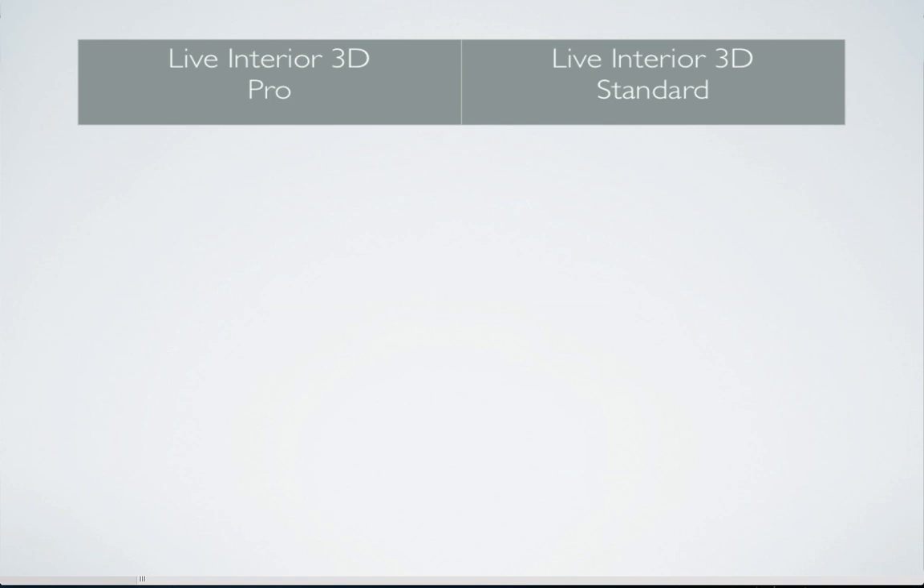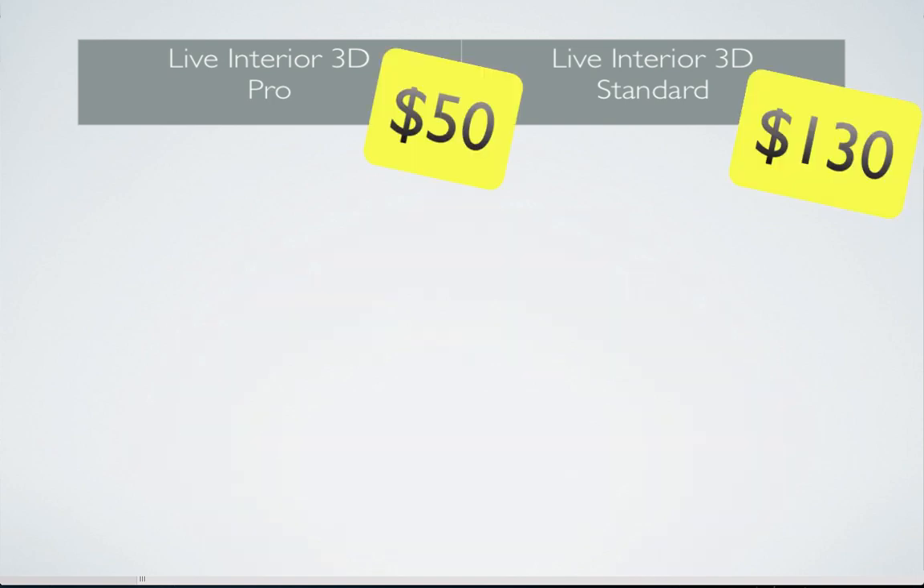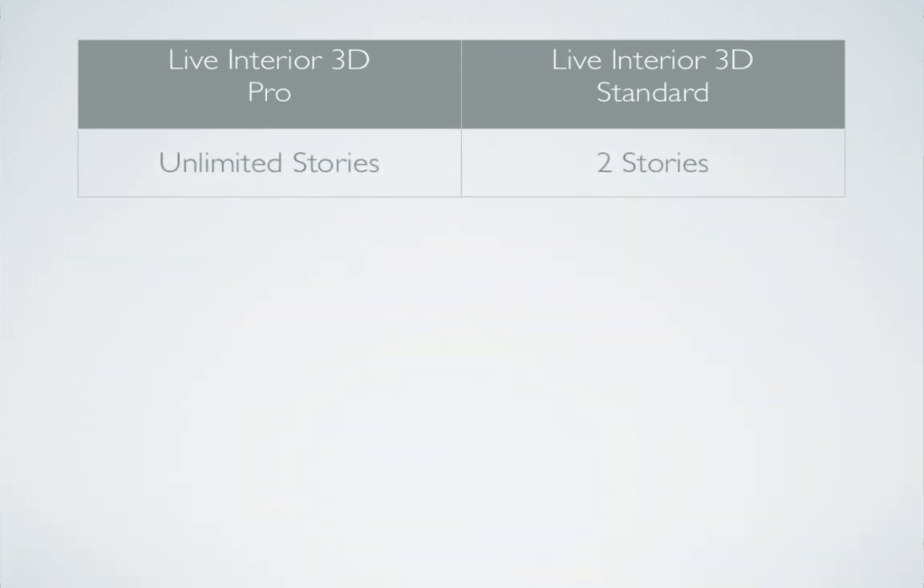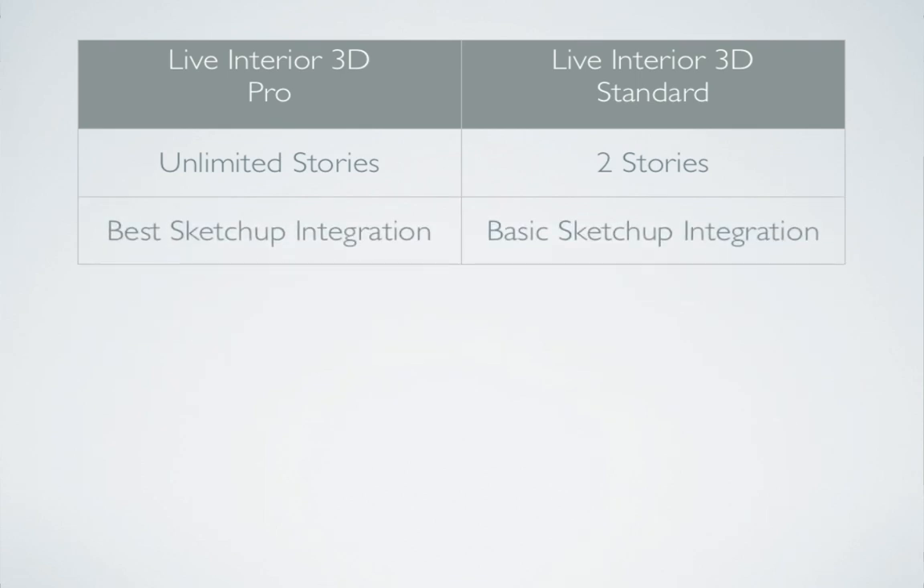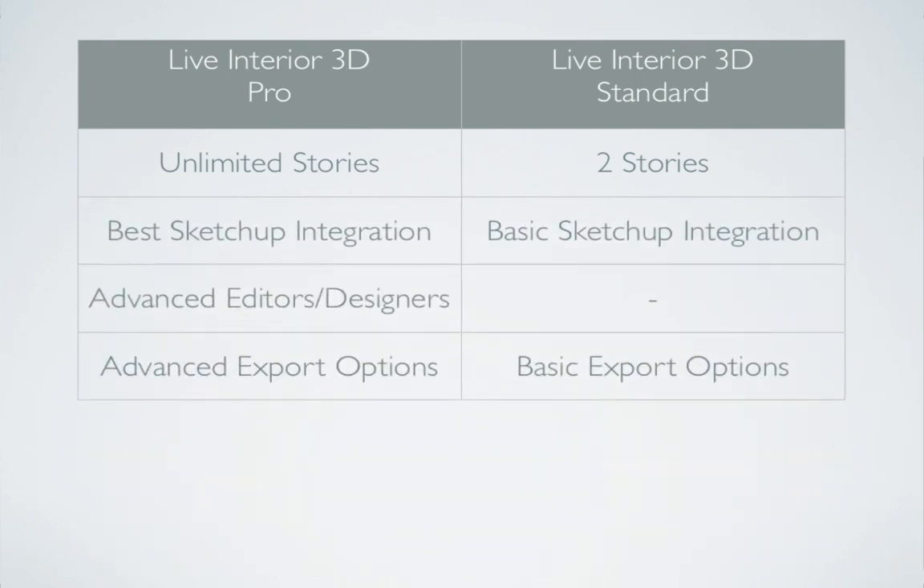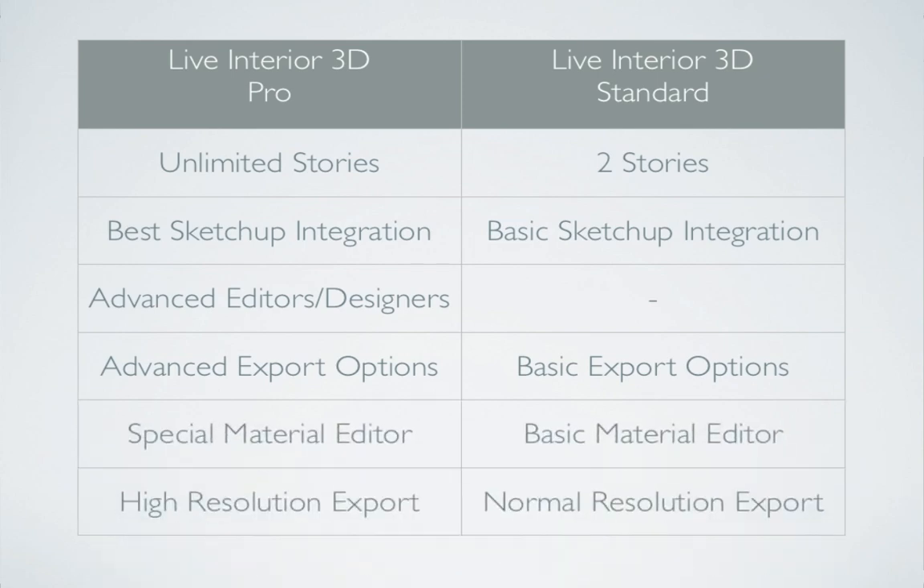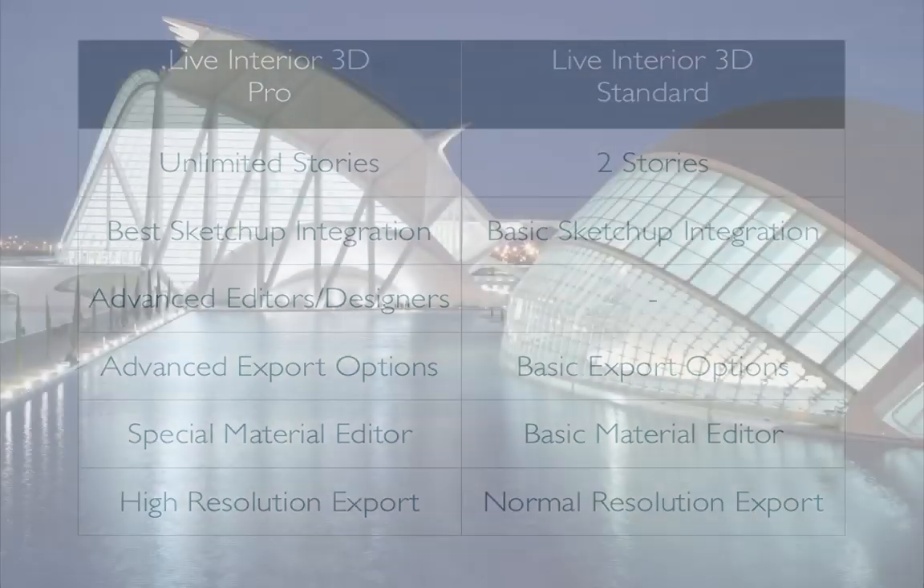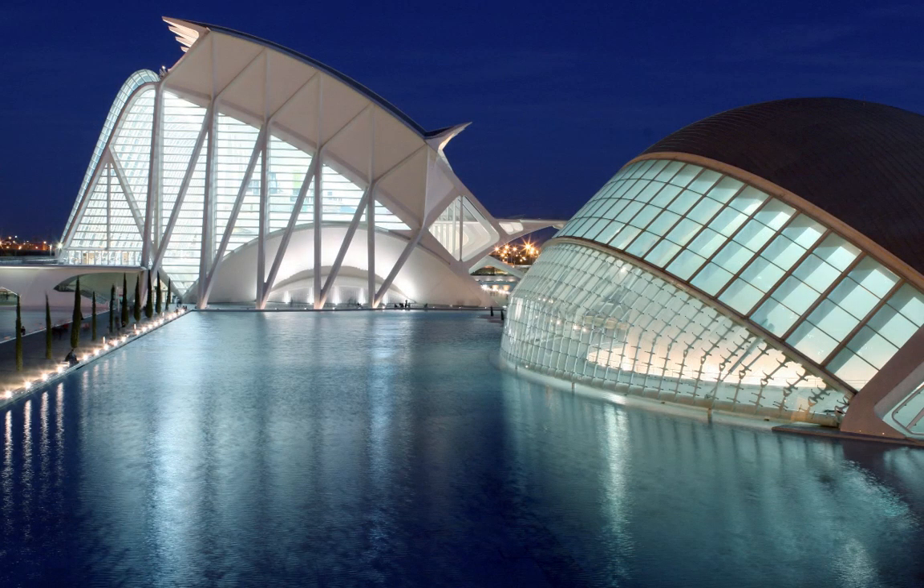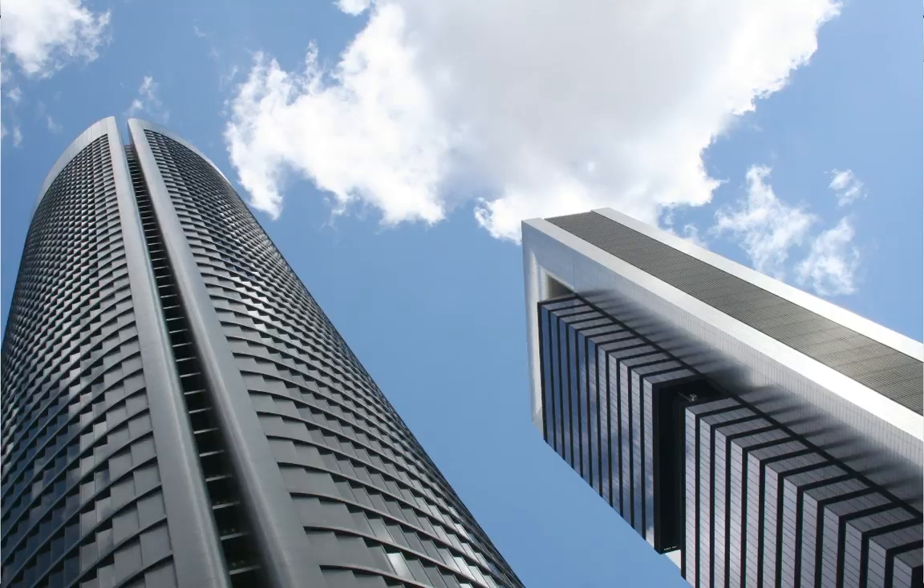There's two main versions of Live Interior 3D, Standard, which is $50, and Pro, which is $130. According to Beelight's website, the main advantages of Pro are unlimited stories as opposed to just two, better Google SketchUp integration, a light source editor and wall designer, RIB file export, a more advanced material editor, and higher resolution video and photo exports.